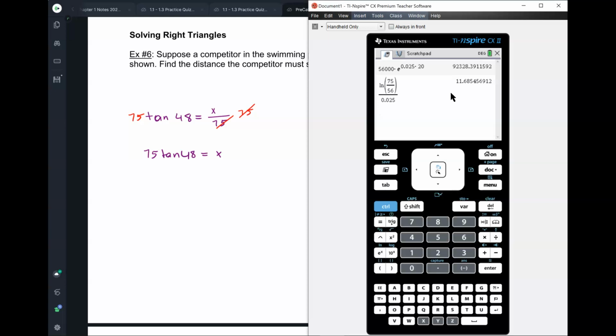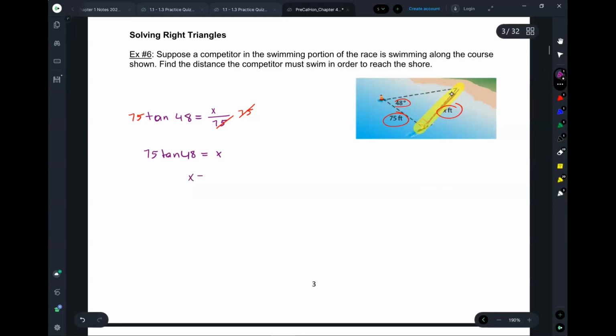So I will always specify on tests here, let's round to the nearest foot. Nearest foot, nearest whole number. If you bring your cursor up here to where it says radian or degree and you click on it, it toggles back and forth. Looks like people are getting 83 feet.